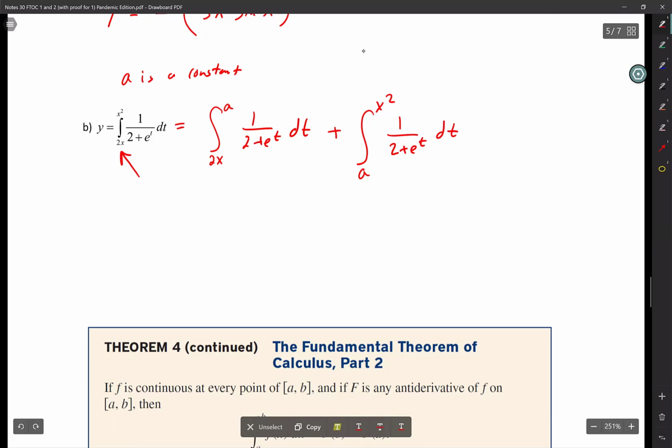I'm almost ready. This integral is ready to take a derivative. I guess I'll put a check mark there. But this one is not. All I got to do is do what? Yeah, just flip the limits. So here it is. When I flip the limits, put a negative integral a to 2x. So both of them, you're going to have to do chain rule on both.